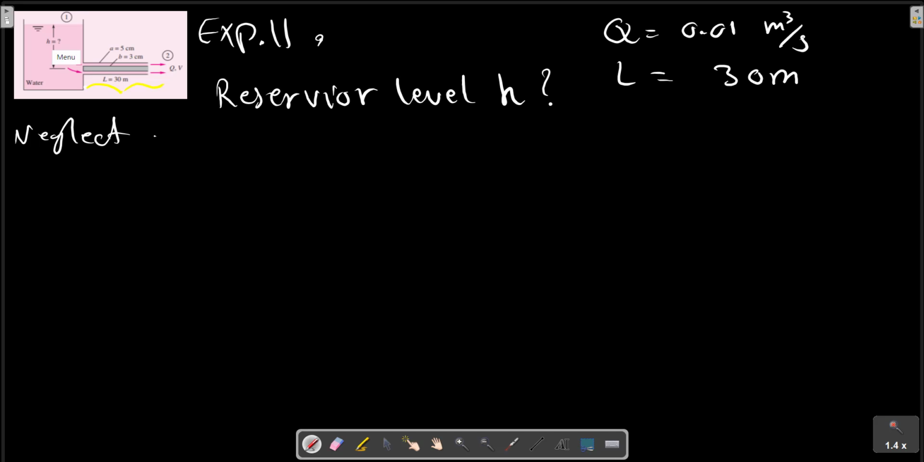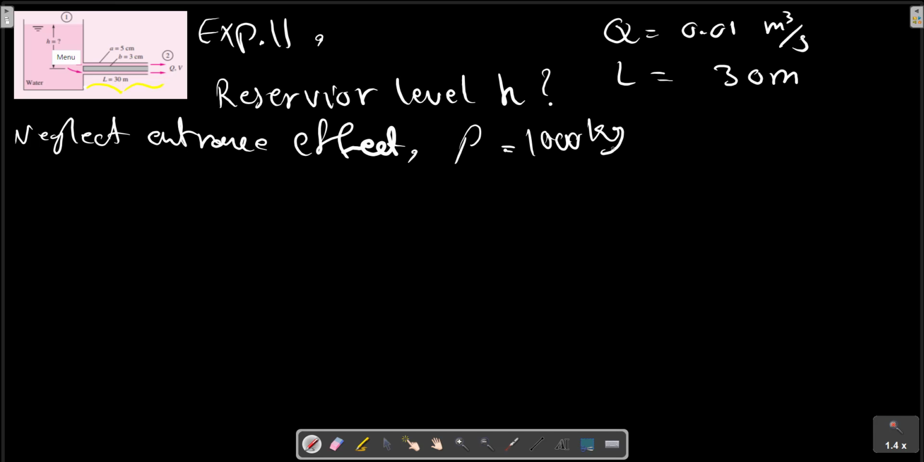Neglect effect and rho, the specification of water at that condition.